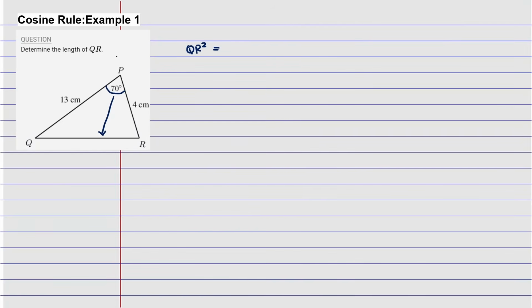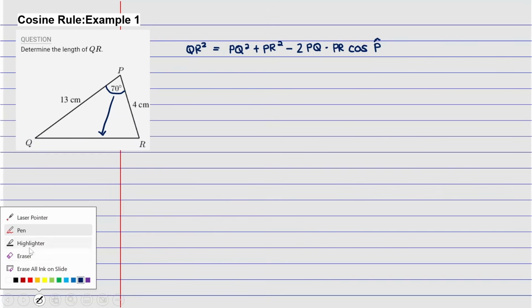Is equals to the two sides, which is going to be PQ, right? Squared plus what? Plus, then it's going to be PR, right? Squared. Then this is going to be minus 2, then this is going to be PQ multiplied by what? Multiplied by PR. Then this is going to be cos. Then this is going to be cos what? This is going to be cos P. Okay, so this is the relationship that I want to show you.